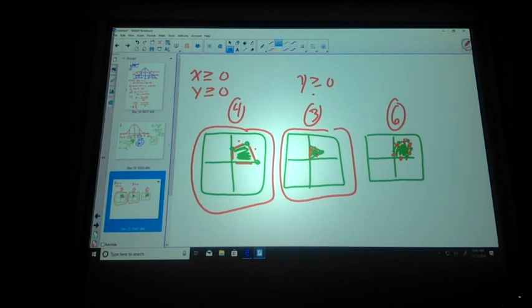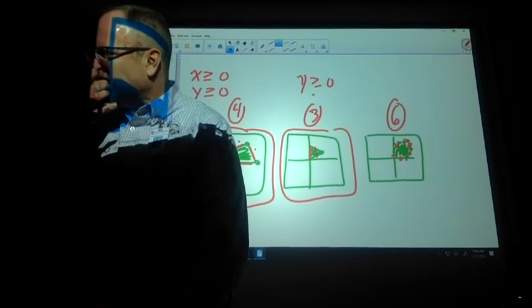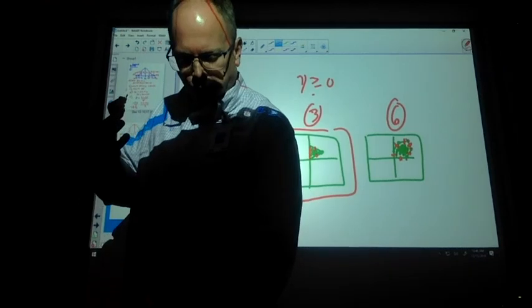Wait, how much of the test is graphs? Like, how much of the test is look at this graph, what's the equation? I don't know. You had 4 for Unit 4.